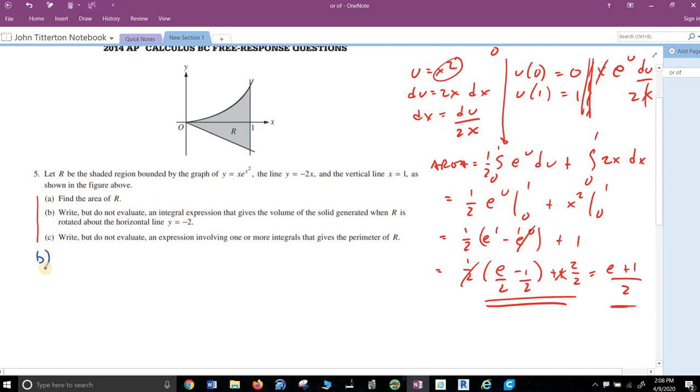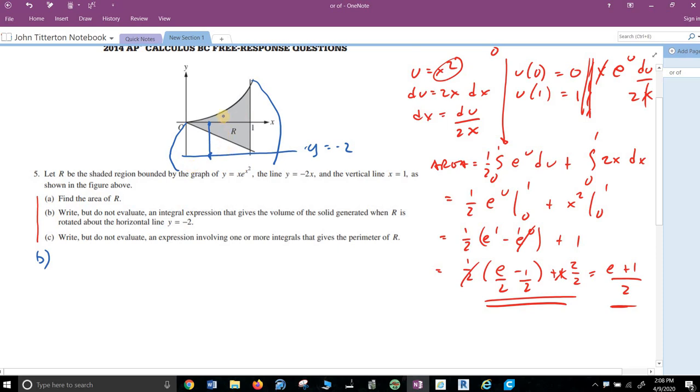So B says set up but do not solve an integral that gives the volume of the solid when R is rotated about the horizontal line y equals -2. So that's y equals -2. So we got some problems here. This is very challenging to envision. We're going to take this thing all the way around, and it's just difficult to see it.